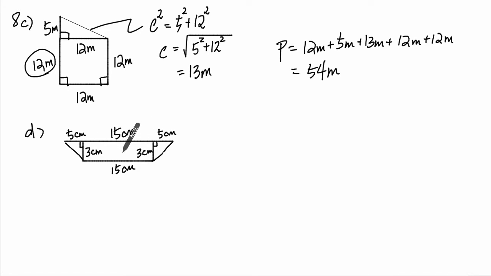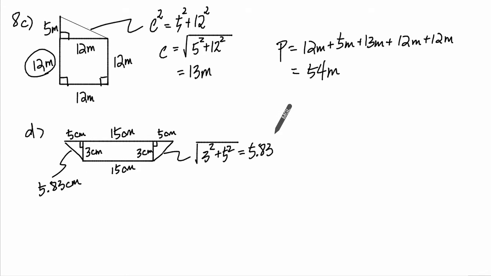In part D, we have this shape here that looks like a trapezoid. Obviously we're given these sides, and the opposite side of this longer bottom side obviously has to be 15 centimeters. So we're left with finding the length of these guys. Now they correspond to the hypotenuse of a right angle triangle that have sides equal to 3 centimeters and 5 centimeters respectively. The length of that side will be equal to the square root of 3 squared plus 5 squared. Punch that in your calculator and you're going to see that it's equal to 5.83. By symmetry, the other side is equal to 5.83 centimeters as well.